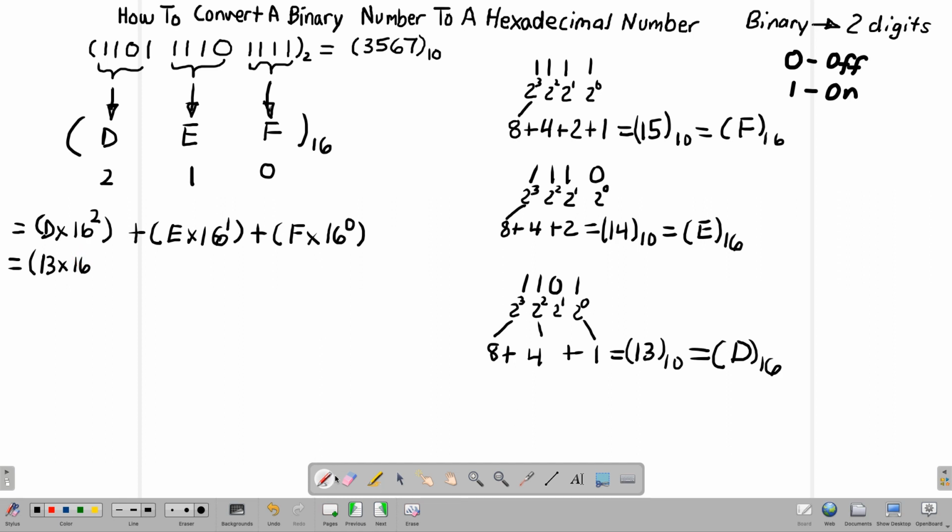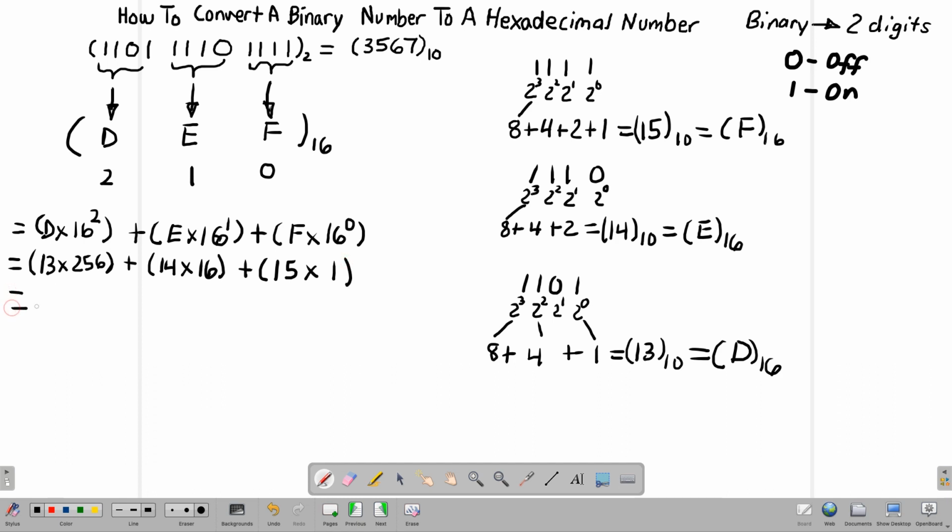Let's go ahead and break that down. Let me just step back for a minute. So 16 to the 2nd power is 256. And we say E is 14 times 16. And F represents 15 times 1, because anything to the 0th power is 1.